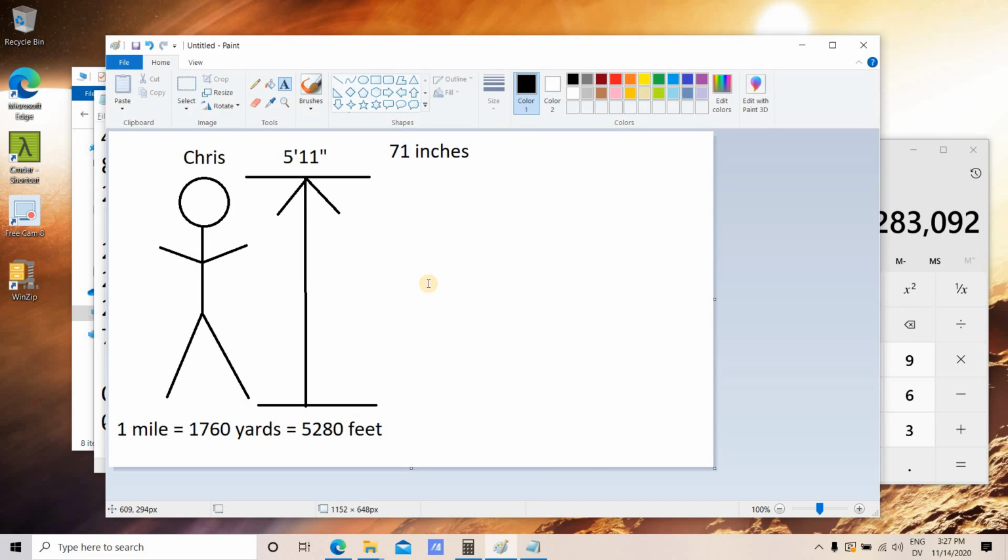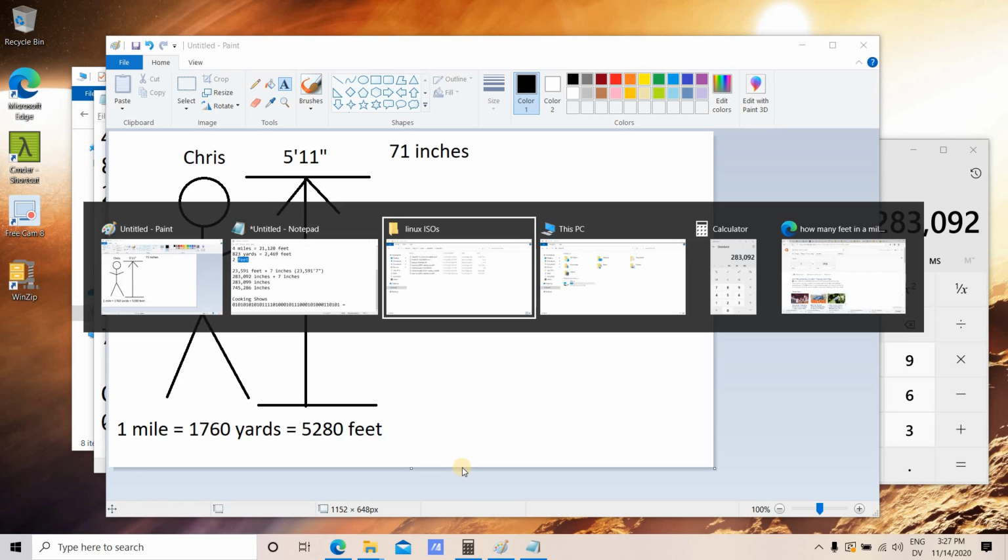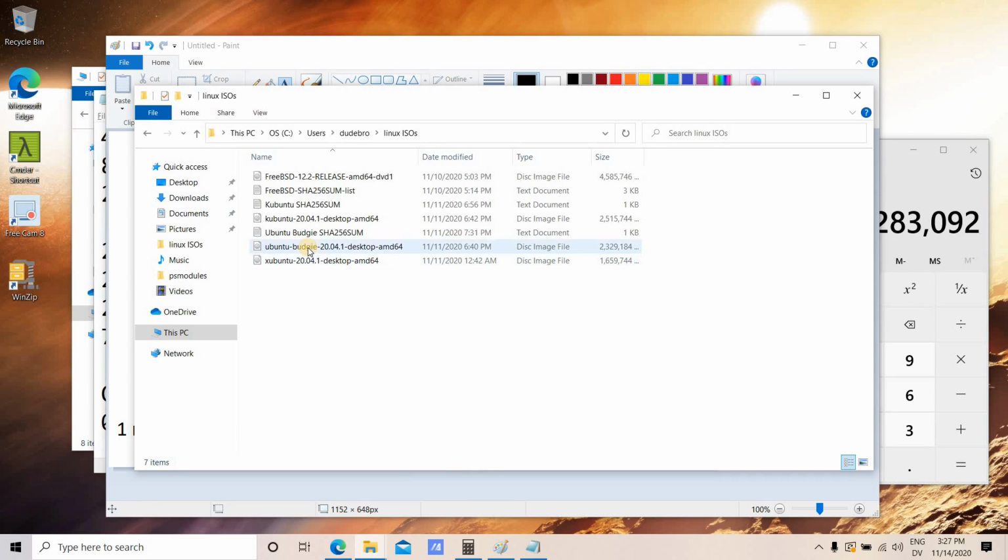So now that we know what a hash is, let's actually use hashes to make sure that we downloaded the right Linux file so that we can actually get to installing it. So, see you in the next video.